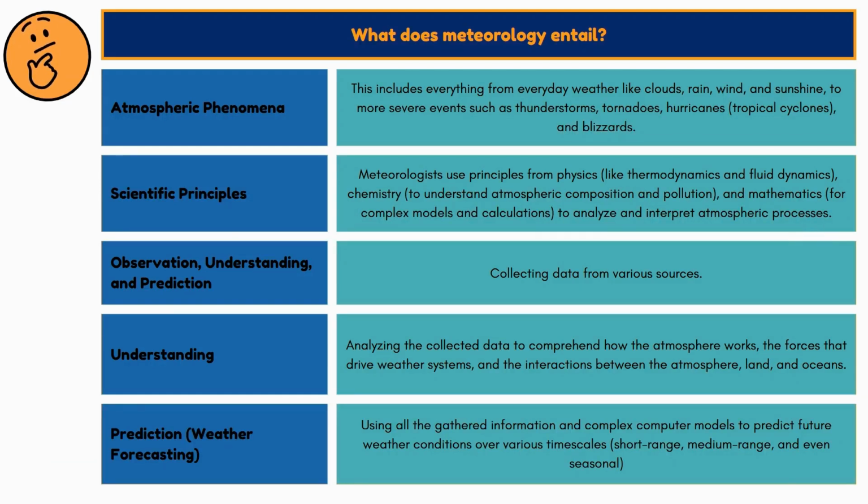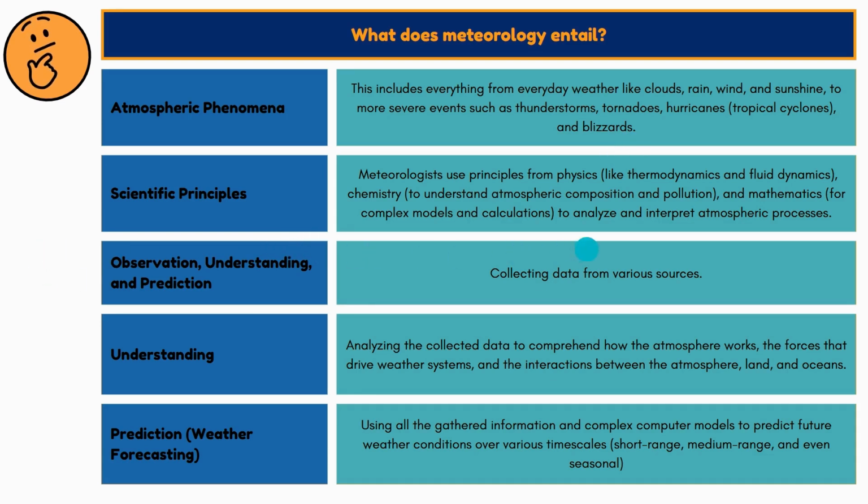So what does meteorology entail? Atmospheric phenomena. This includes everything from everyday weather, like the clouds, the rain, the wind, the sunshine, to the more severe events like thunderstorms, tornadoes, or hurricanes. Scientific principles. Meteorologists use principles from physics to understand atmospheric composition and pollution, and they also use mathematics and complex models to analyze and interpret processes.